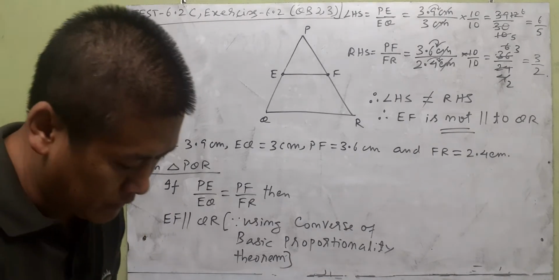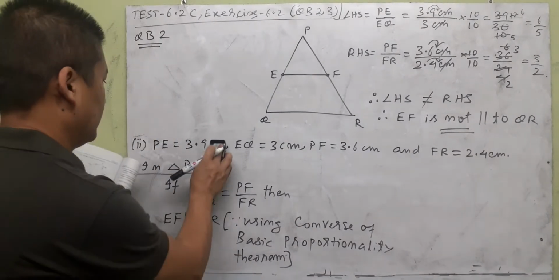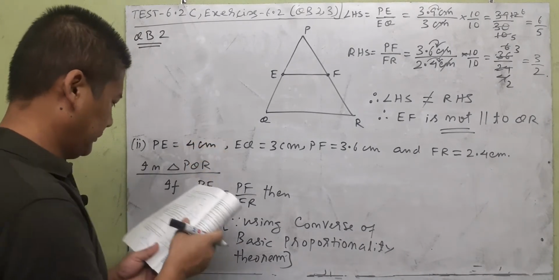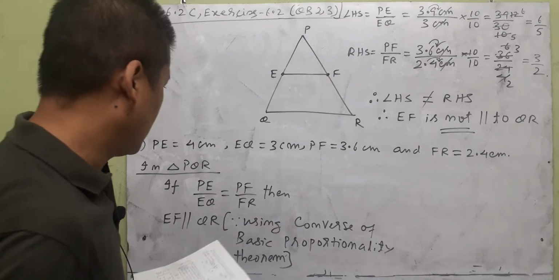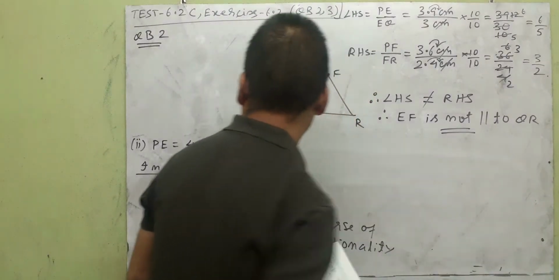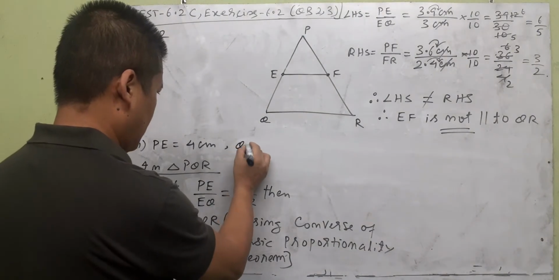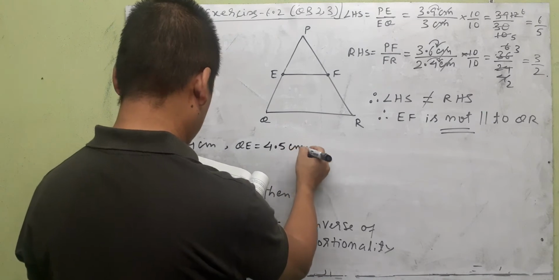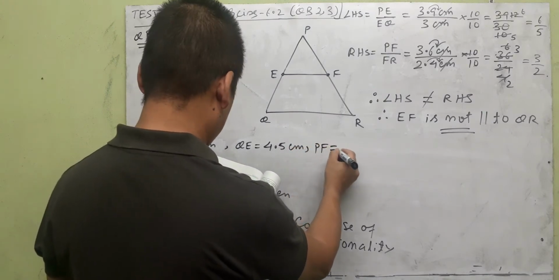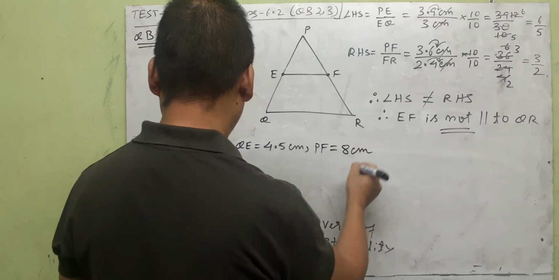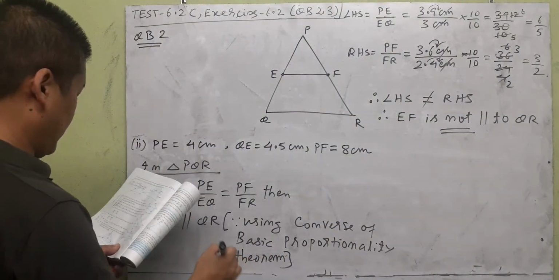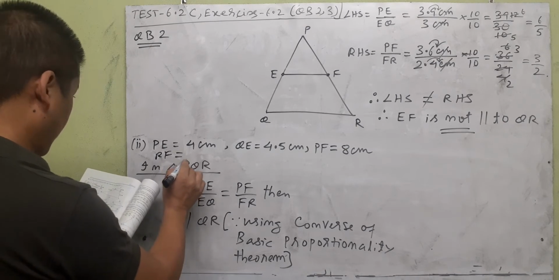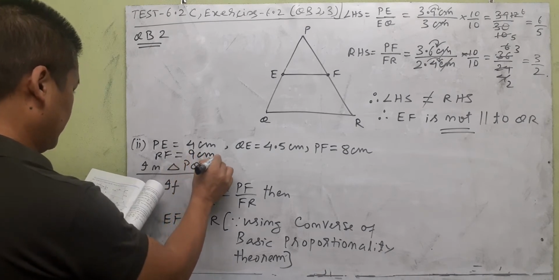Look into your text. PE is 4 centimeter. QE is given as 4.5 centimeter. PF is given as 8 centimeter, and then RF is given as 9 centimeter. So these are the values given.